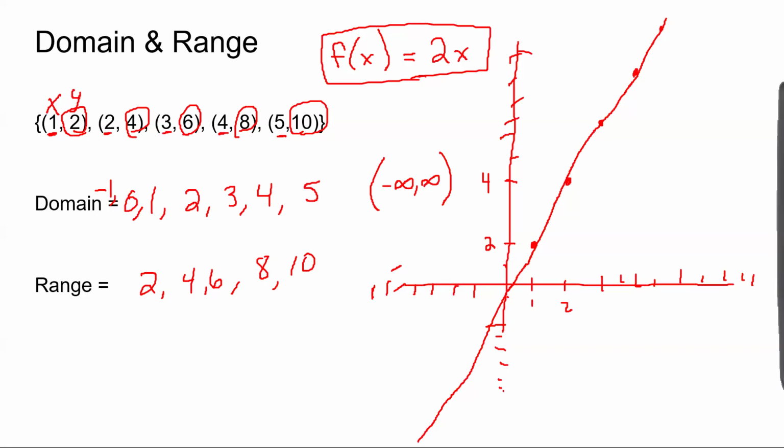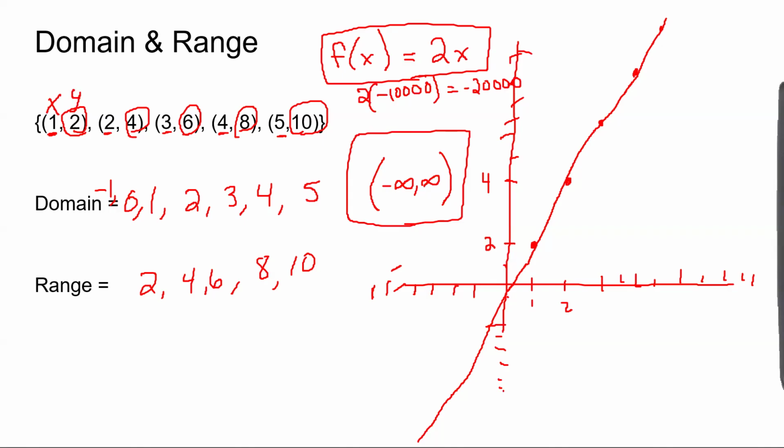I could put negative 10,000 in here and multiply that by 2, and I would get negative 20,000. It didn't break anything, right? I could put positive 43 million, whatever you want to do. Anything between negative infinity and positive infinity is okay to put into that function.